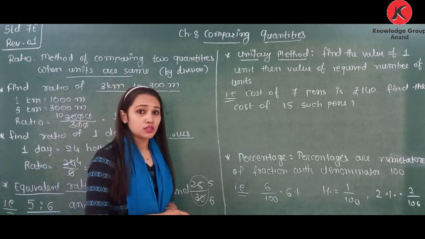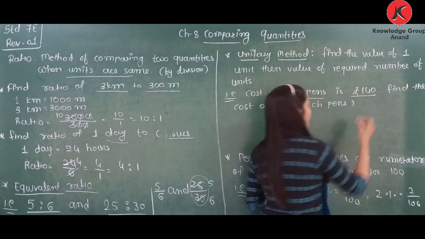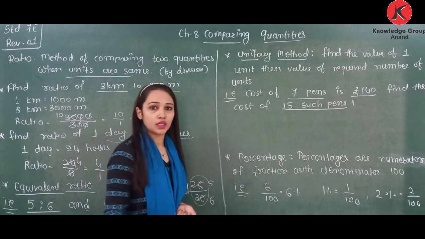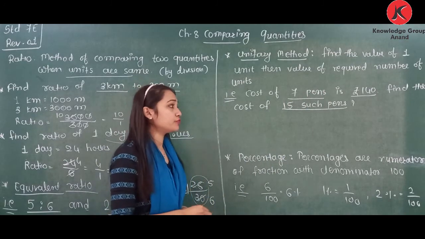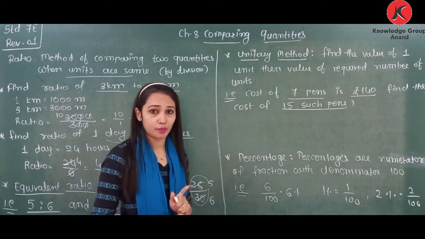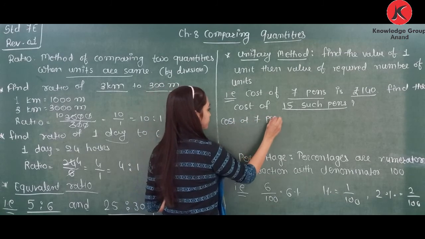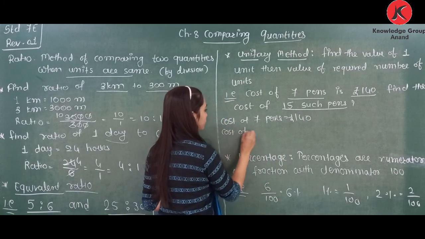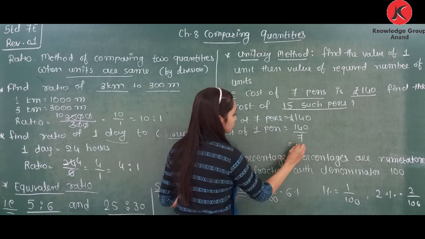Cost of 7 pens is rupees 140. Find the cost of 15 such pens. Here the cost of 7 pens is given, 140, and you need to find the cost of 15 such pens. So first we need to find, from the 7 pens, the cost of 1 pen. So we can write, cost of 7 pens is 140. So cost of 1 pen is equal to 140 by 7. So that is 20 rupees.